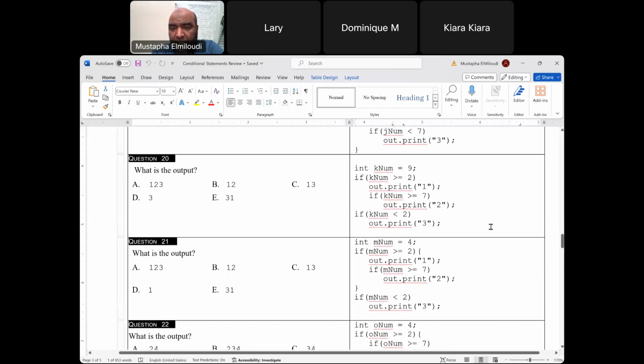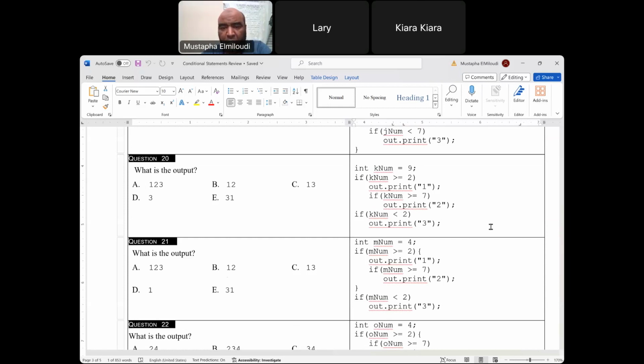Again, here, I don't see the braces. And if there are no braces, only the first statement is part of the if statement. So here we have 1, 2, 3 separate statements. So you evaluate them separately. The first one, 9 higher than 2, yes, print 1. 9 higher than 7, yes, print 2. Less than 2, no, so it will print 1, 2, that's B.